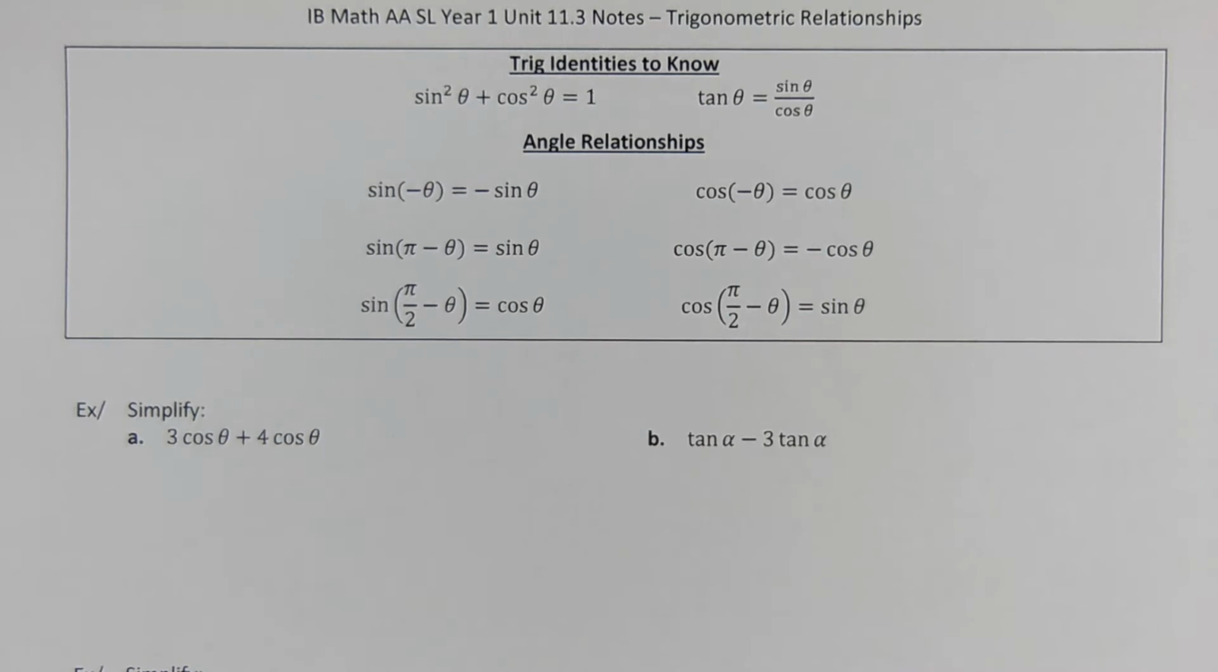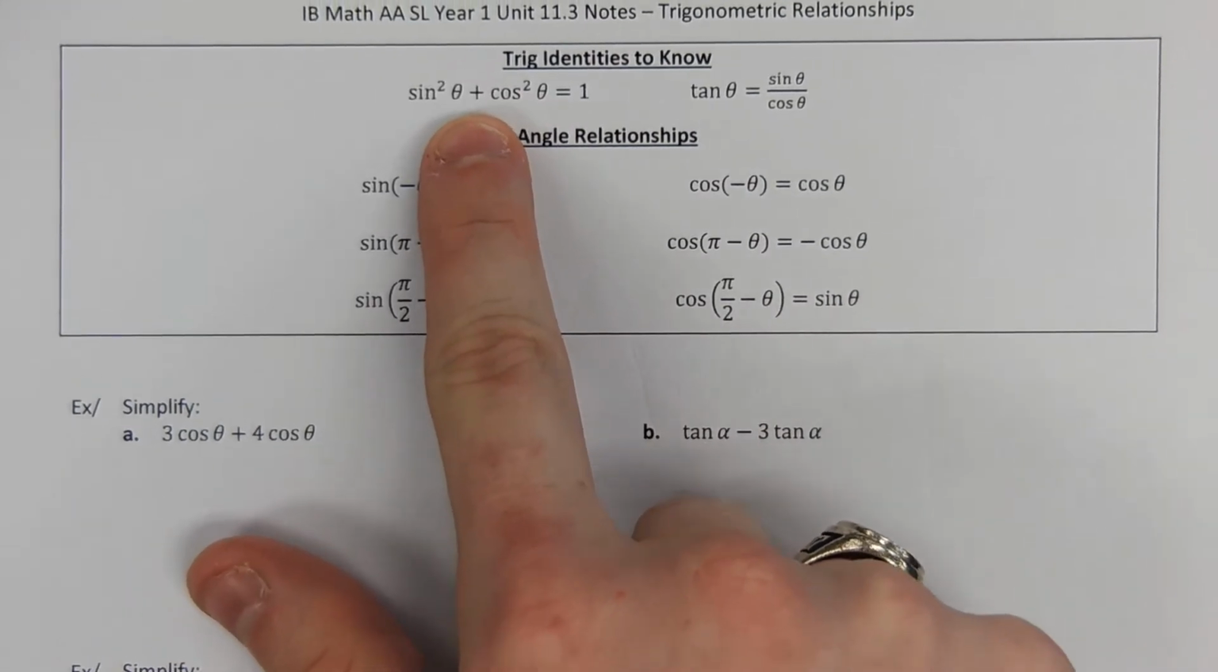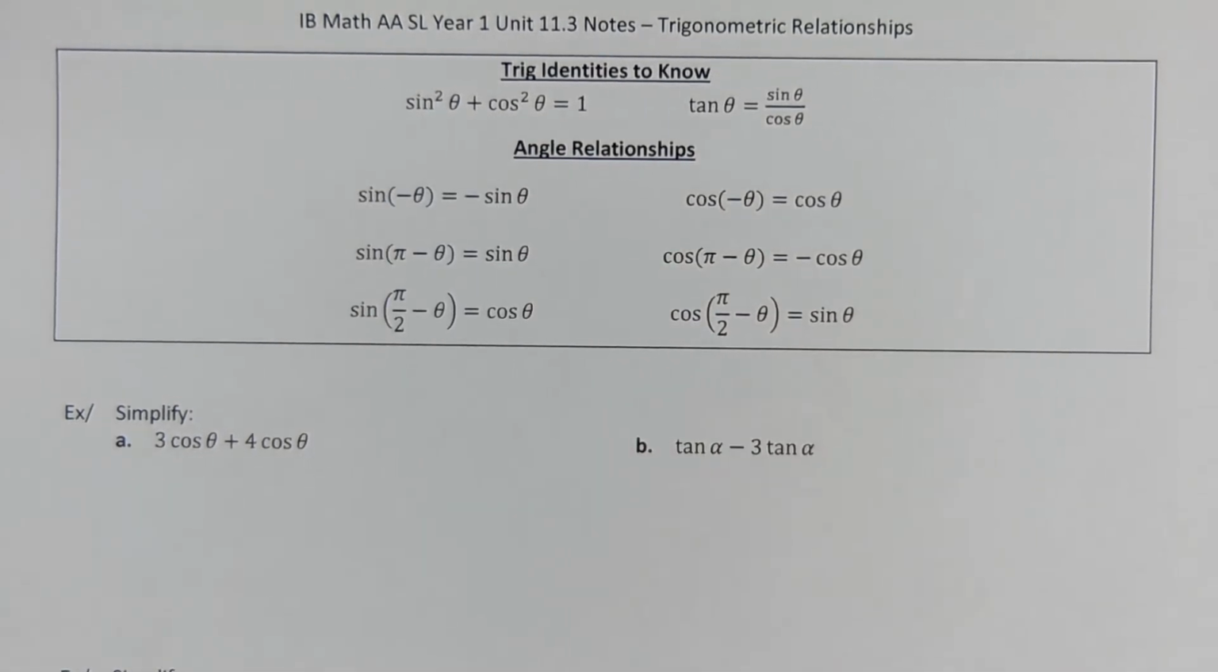Okay, so trig identities to know. This one is called the Pythagorean Identity. It is the Mac Daddy of all trigonometric identities: sine squared theta plus cosine squared theta equals 1. It is the identity. It's the most important one. It's in the reference sheet.